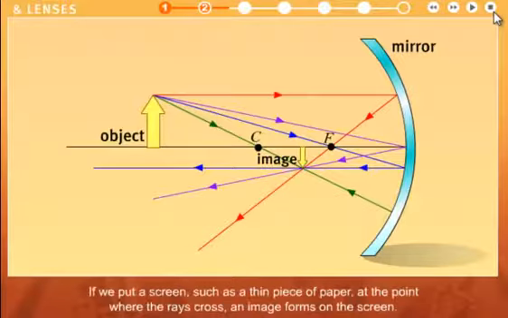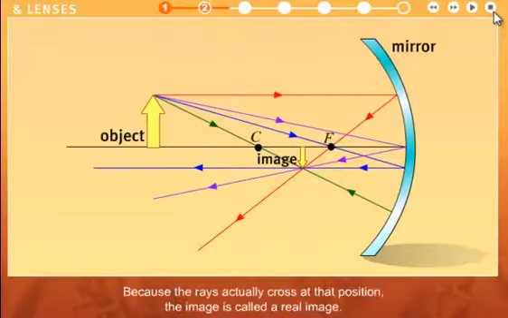If we put a screen, such as a thin piece of paper, at the point where the rays cross, an image forms on the screen. Because the rays actually cross at that position, the image is called a real image. Notice that the image is upside down, or inverted. This is a general property of real images formed by a single optical element.